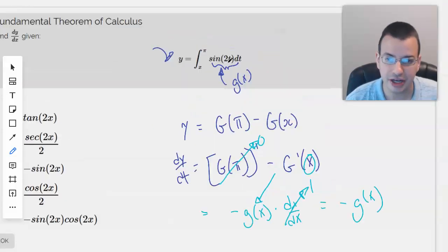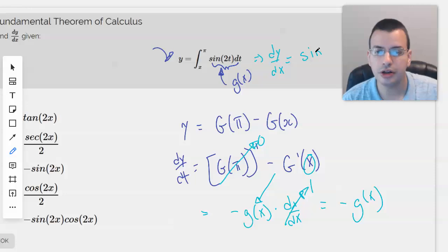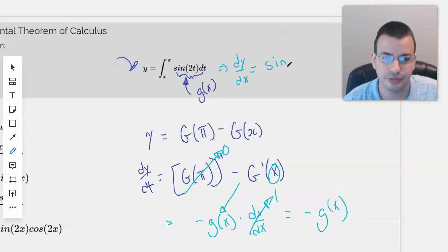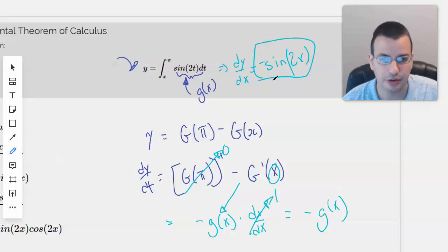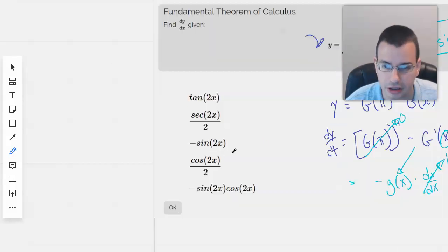So if this is g of x up here, then dy/dx will be sine of 2x. Negative. We need to have the negative in there as well. So we look over here. Yep, right here. This will be the answer.